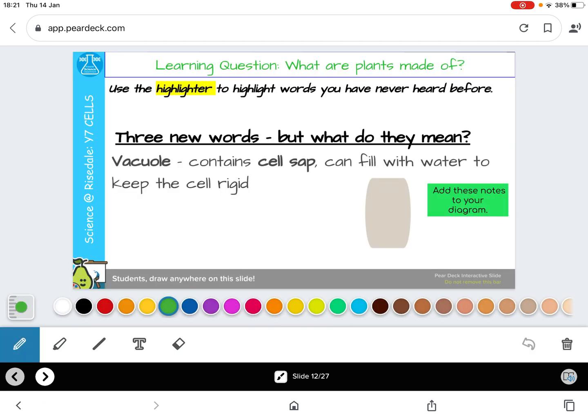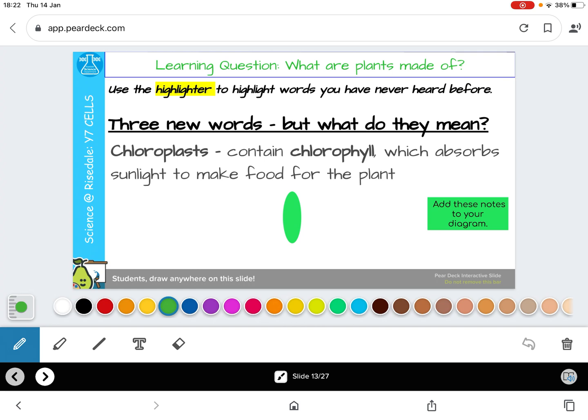3 new words, but what do they mean? So the next part, the grey blob, was called the vacuole. And this contains something called cell sap, which is like water full of sugar and salts and things like that. And it can fill with water, and most of the time it is filled with water. You'll know if you don't water a plant that it starts to kind of wilt. So when you water it, the water goes inside these vacuoles in the cells, and their job then is to keep the cell rigid. And again, this is because plants don't have bones, so they need these things to keep them stiff and strong so they can stand up.